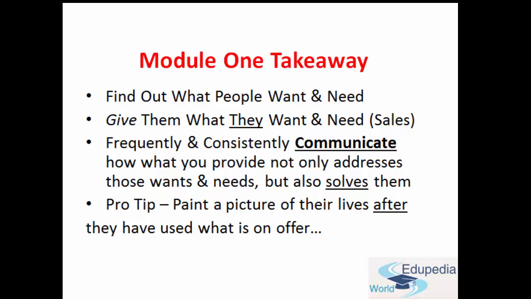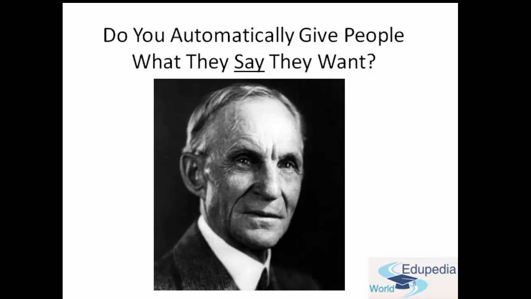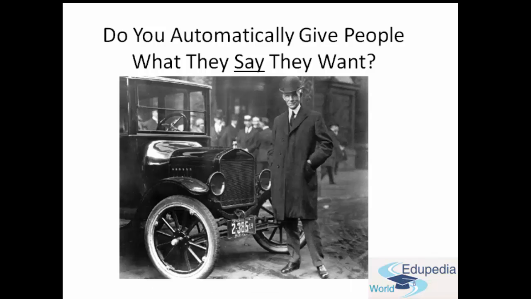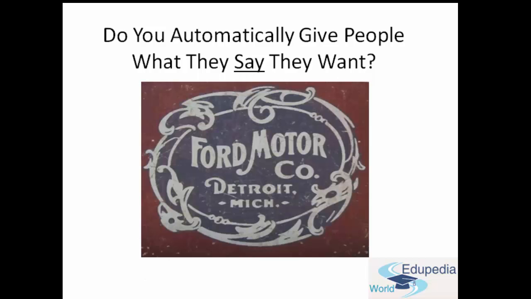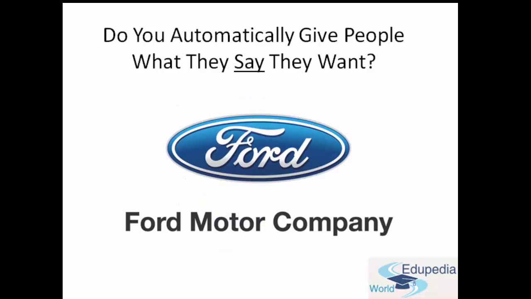However, sometimes that line, find out what people want and need and give it to them, might be a little bit misunderstood. We're not necessarily saying give them exactly what they tell you they want, because sometimes they just don't know. Now, I'm not sure how many of you know who this man is. But what I'm going to say here is, do you automatically give people what they say they want? This man didn't. Do you know who he is yet? How about now? You see that old logo, and then that more recent, and then here we go.